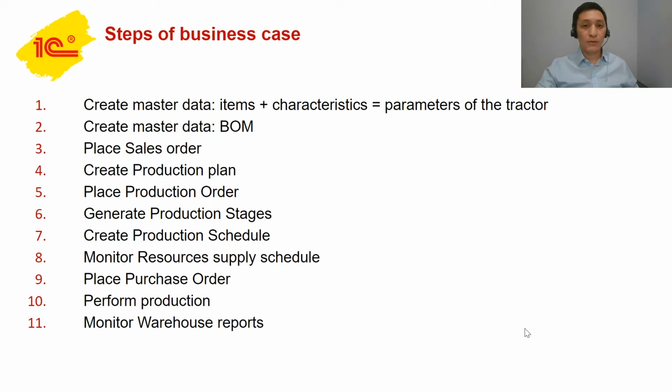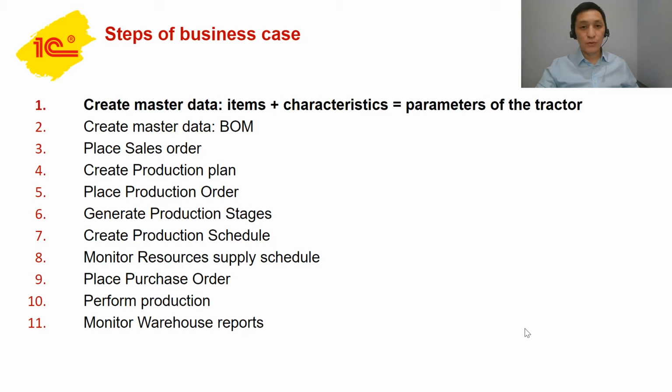I will start with the master data: items, item variants, and bills of materials. Then I will follow with the sales order and production planning process. Both of them could be a source for placing production orders. Then I will take you through production and procurement operations.